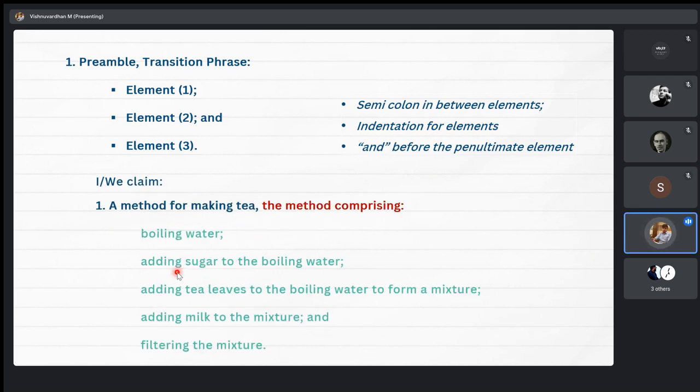Then let's say it's a process. Okay, I/we claim a method for making tea. So it's a process patent. So I've invented a new way to make tea now. So, a method for making tea. This is copied straight from the title.